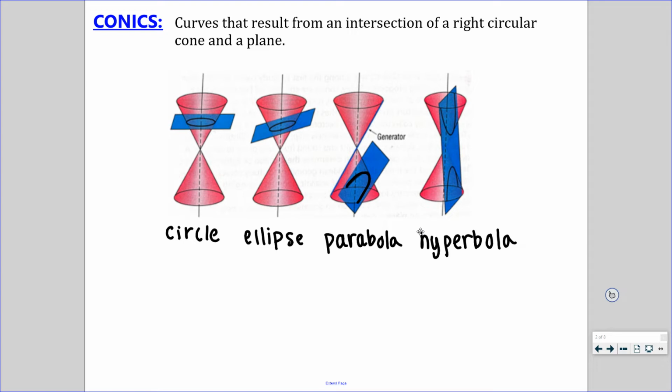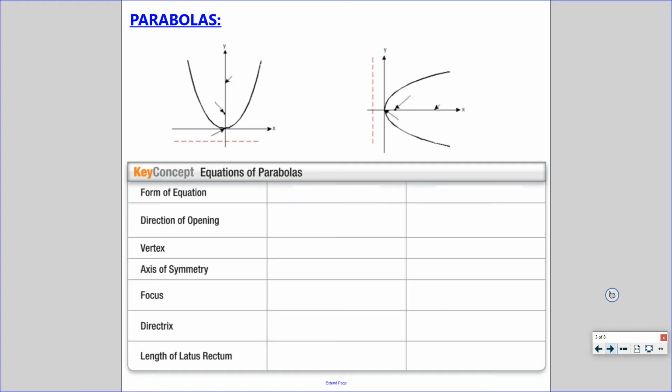For today and tomorrow, the next 2 days, we're just going to focus on parabolas, because you already know how to do parabolas that look like this. Okay. So there's kind of just a lot of vocab that goes with this stuff.